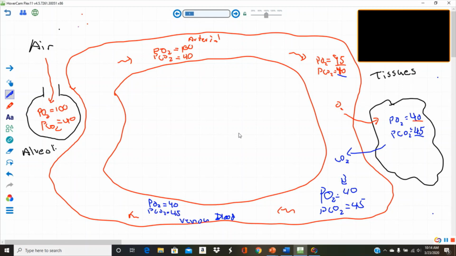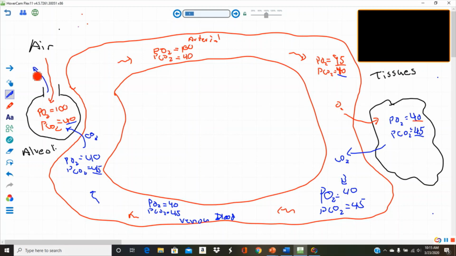And this blood arrives here to the capillaries in the alveoli. And again, let's write that out. PO2 is 40. PCO2 is 45. Now, if we look at this, remember, CO2 here, CO2 here. So what's going to happen? You're going to give off the CO2 to the alveolus and breathe that out to the air, okay?